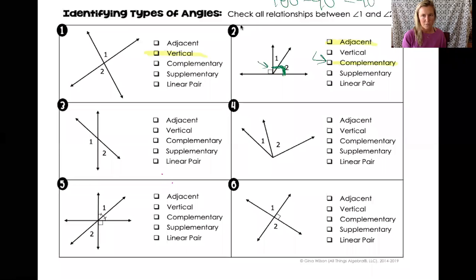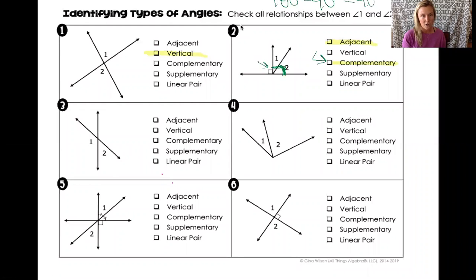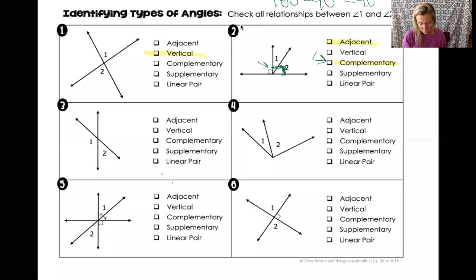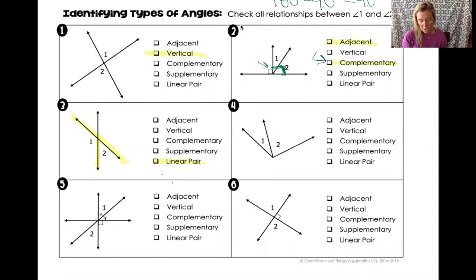I see a lot of verticals. Vertical angles are 2 angles that are directly across from each other, so that does not work for this. What does work is that this is on a straight line, and that means automatically this is a linear pair, okay? And anytime you have a linear pair, it's automatically supplementary because together they're gonna equal 180. We also know angle 1 and 2 are right next to each other, so they are adjacent angles, okay?